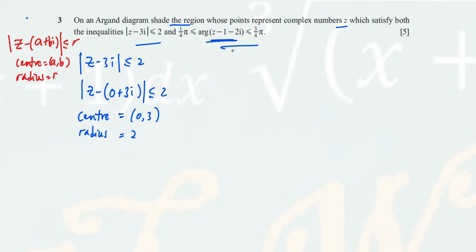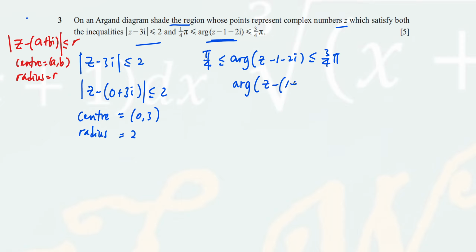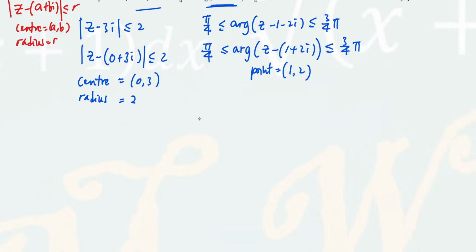The other one is the argument. Whenever there is an argument, that means this is a line segment. Again, I need to write down the reference point. Therefore, you just change to z minus bracket 1 plus 2i. From here, my reference point is with coordinates (1, 2). Then I will just draw the Argand diagram.